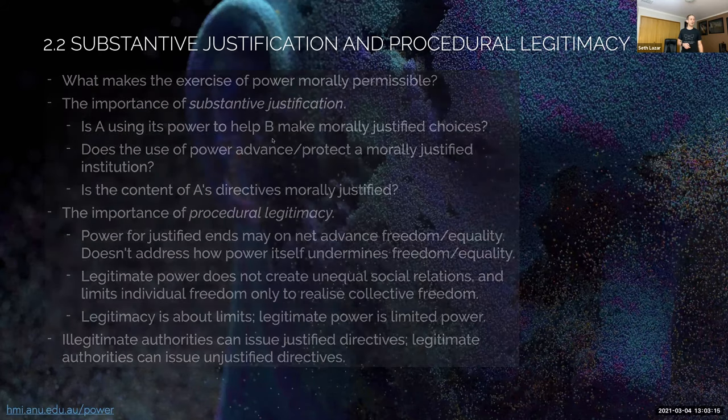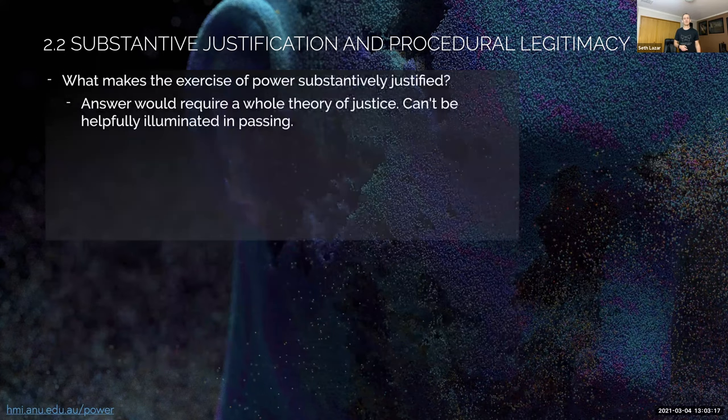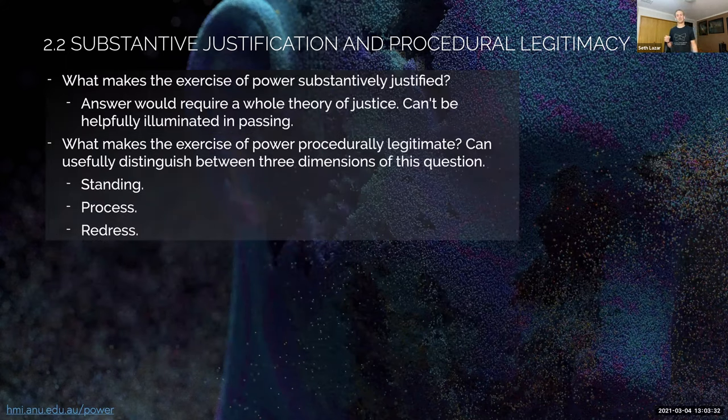So I'm not going to try to make any further headway on what makes the exercise of power substantively justified. I can't illuminate it very well in passing. It's just the whole of political theory of justice, basically. But I do want to talk to you about procedural legitimacy, because I want to introduce you to three different dimensions of that question. What I'm calling standing, process, and redress. They have a sort of quasi-temporal feel to them.